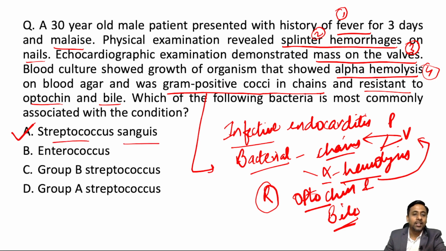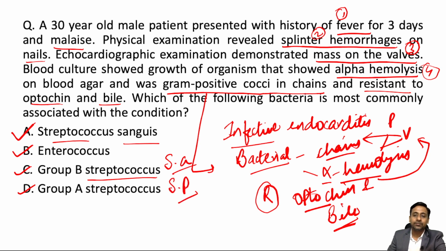Okay, and this is group D, this is group B, and this is group A. So what is group B streptococcus? Streptococcus agalactiae, and group A is streptococcus pyogenes. Okay, so the correct answer to the question is streptococcus sanguis. So this is the way to approach and solve the question.